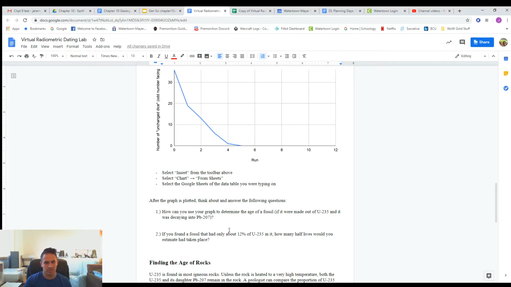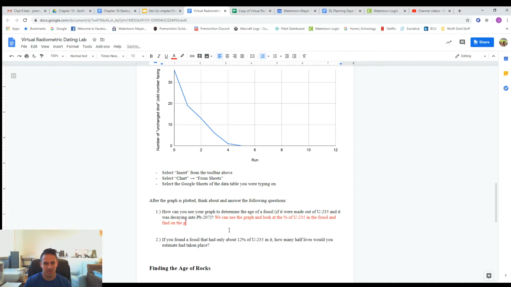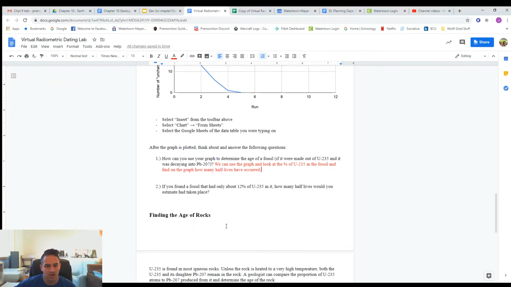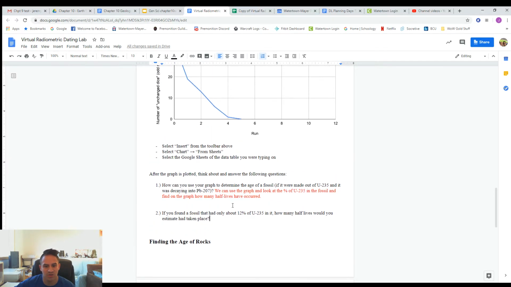So we can use the graph and look at the percentage of U-235 in the fossil and find on the graph how many half-lives have occurred. Number 2: if you found a fossil that only had about 12% of uranium-235 in it, how many half-lives would you estimate had taken place?